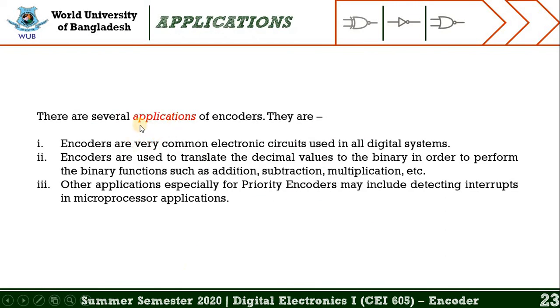From this slide we learn the applications of encoders. There are several applications of encoders. Encoders are very common electric circuits which are used in all digital systems. Next, encoders are used to translate decimal values to binary in order to perform binary functions such as addition, subtraction, multiplication, etc. Last, other applications, especially for priority encoders, may include detecting interrupts in microprocessor applications.